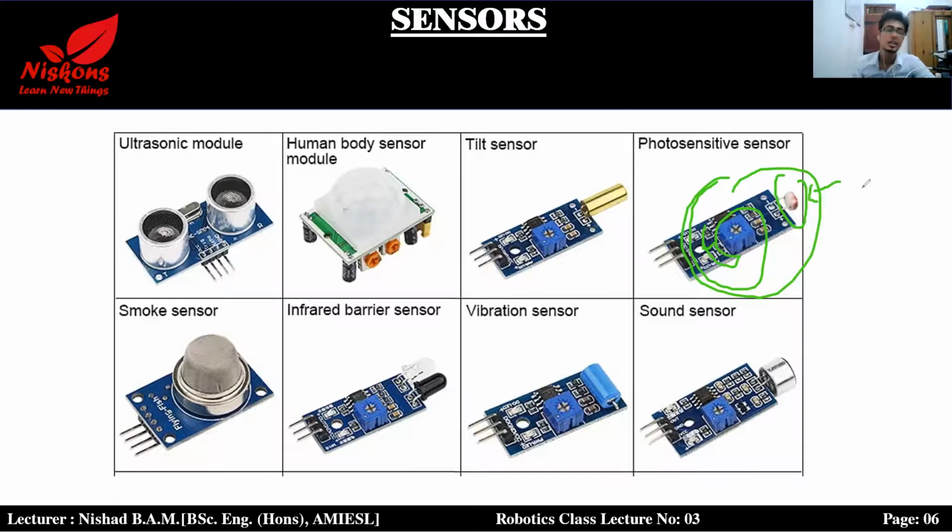Next, smoke sensor means we can detect smoke, right? So if a person is smoking, we can detect him. Next thing, infrared barrier sensor. These sensors are similar to the previous sensors.